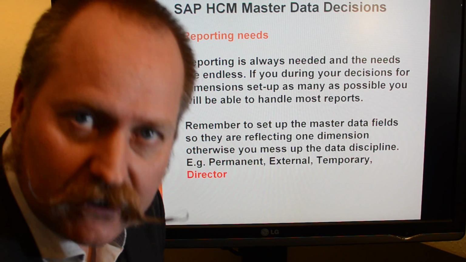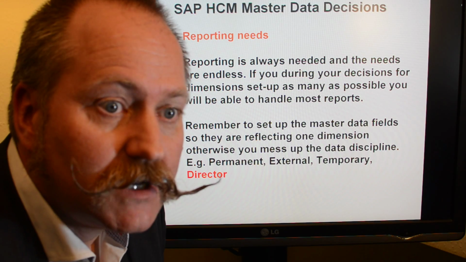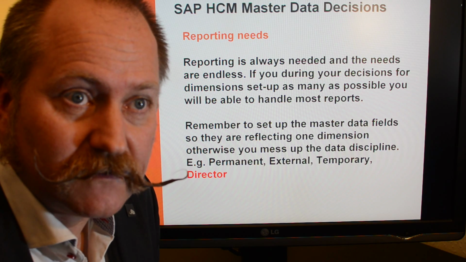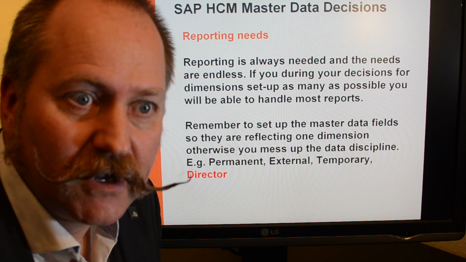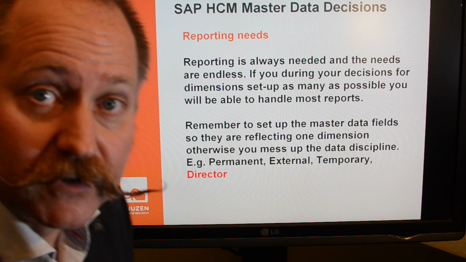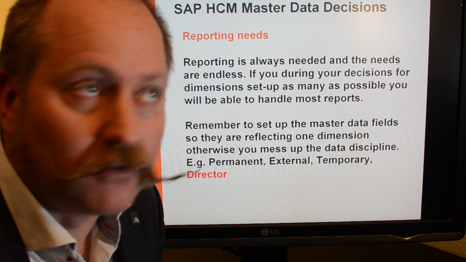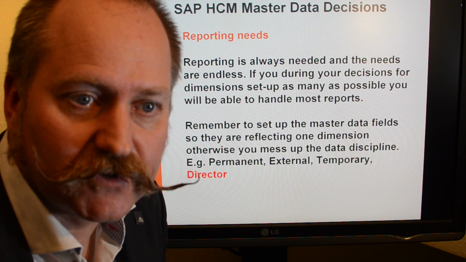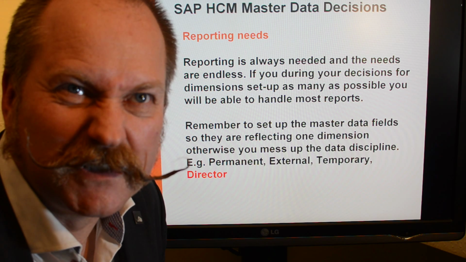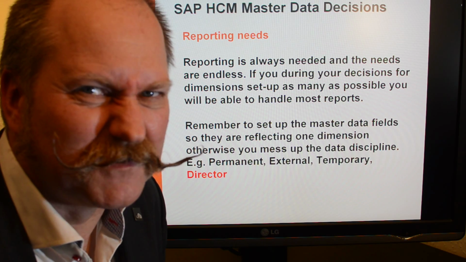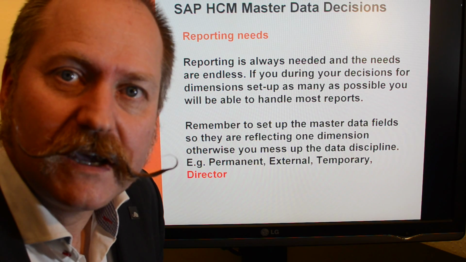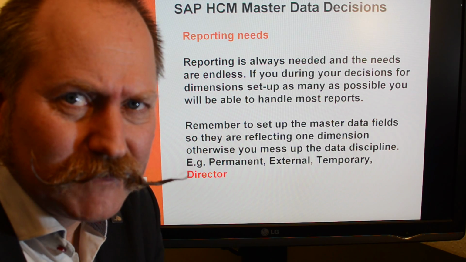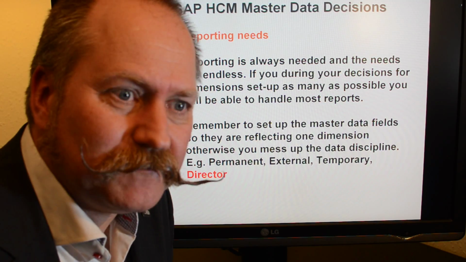So remember to set up the master data fields so they are reflecting one dimension. That means that you are not messing up the data. In this case, I have shown you that if we have the employee group, for example, you could say we have it for permanent, for externals, for temporary and directors. No, that doesn't taste well, because can a director not be permanent or what? So keep your dimensions clear.